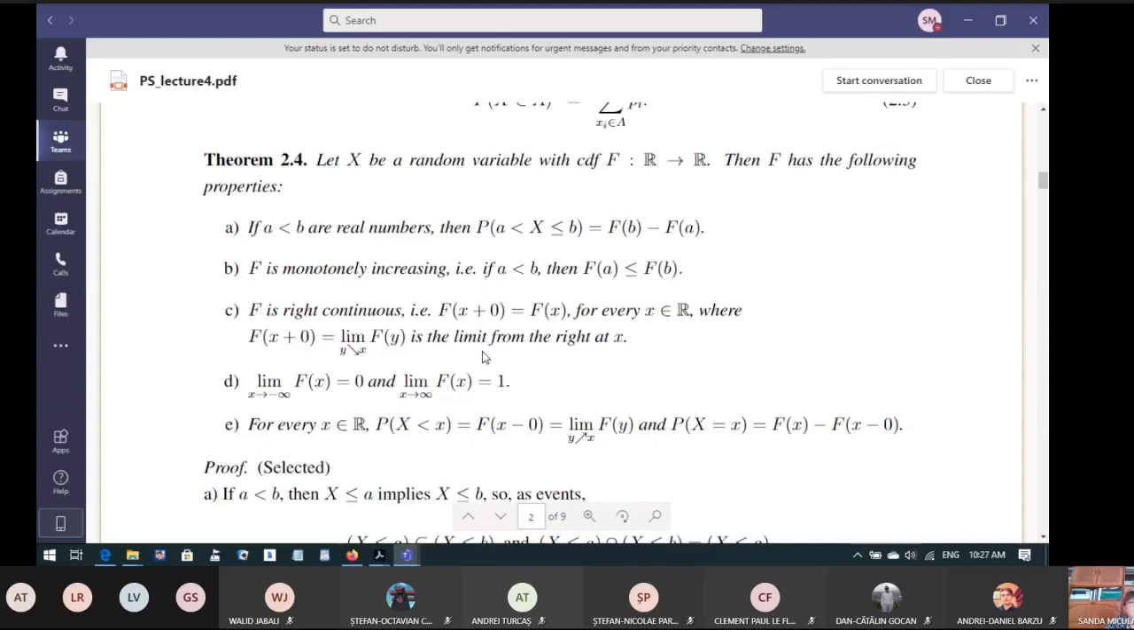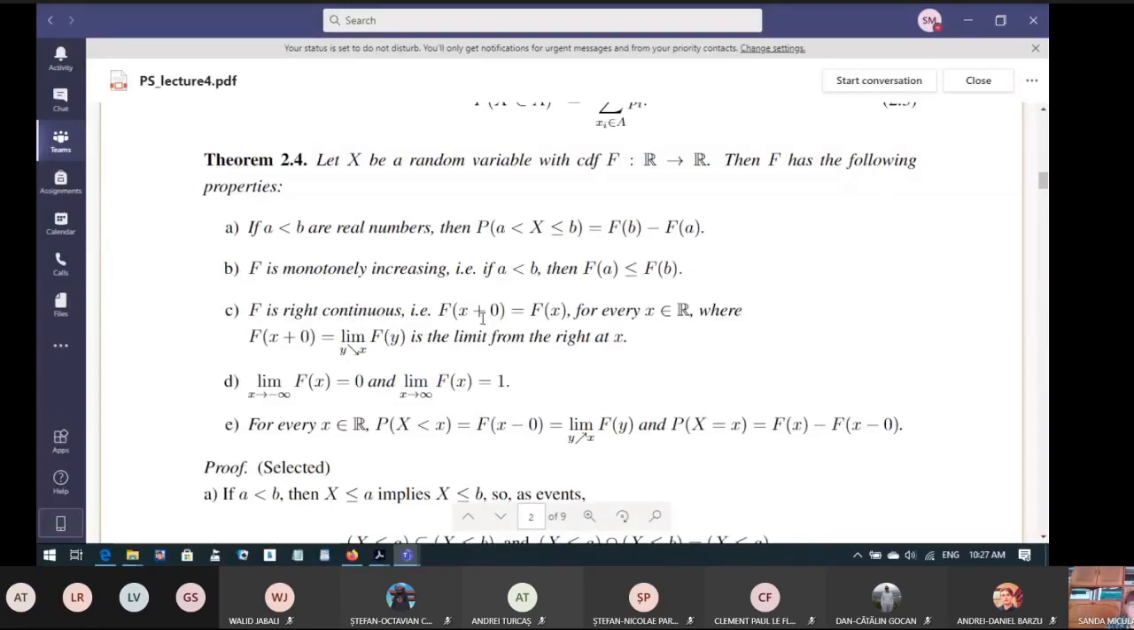About the fact that it's got those jump discontinuities like we've seen in the previous example, that happens for every discrete random variable, and the continuity is always coming from the right. So it's right continuous, or continuous from the right.